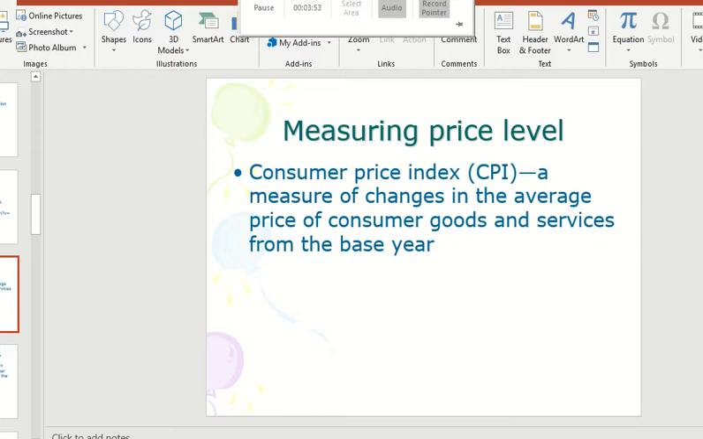Once the base year is chosen, economists and statisticians track price changes of all these consumer goods and services in the consumer basket of a typical urban household. So basically that's how that works.